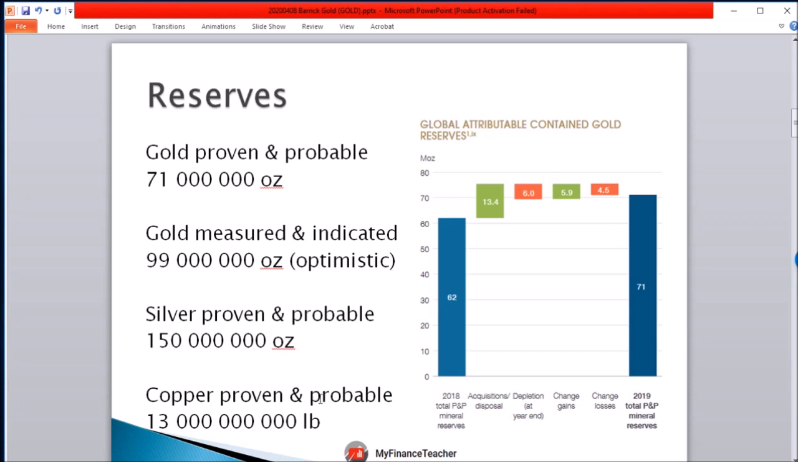The company also has silver proven and probable reserves of 150 million ounces, and Barrick Gold also has copper proven and probable reserves of 13 billion pounds. Unfortunately, the price of copper on the market at the moment is below the company's all-in sustaining costs of producing that copper, so these copper reserves are not going to add much to the company valuation. This is the chart of changes in Barrick's proven and probable reserves of gold. As we see, compared to last year, these reserves increased by 9 million ounces.